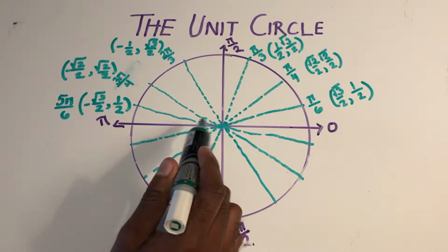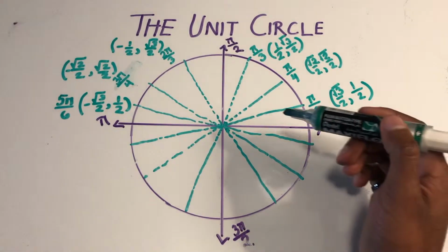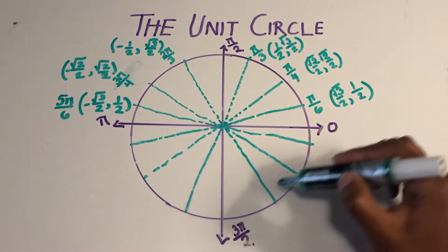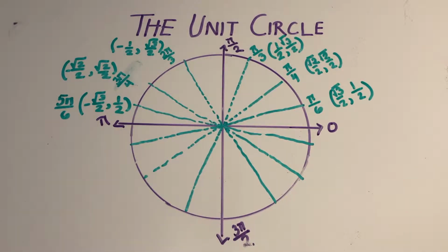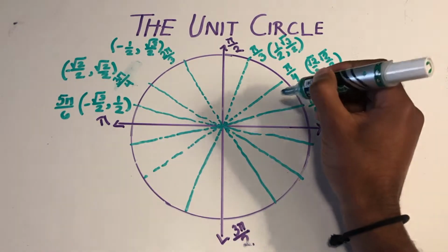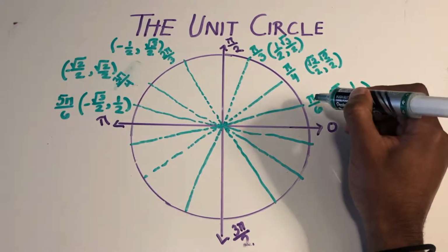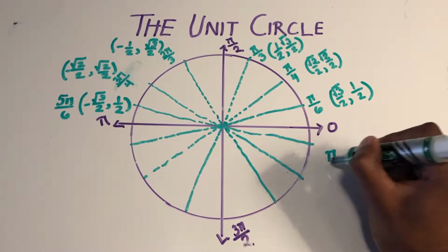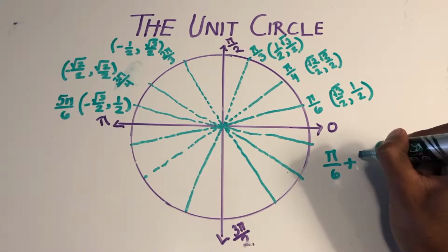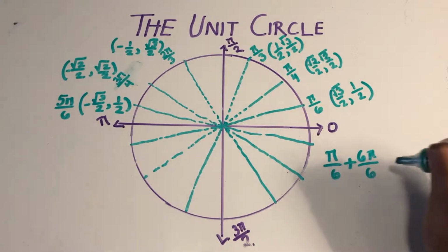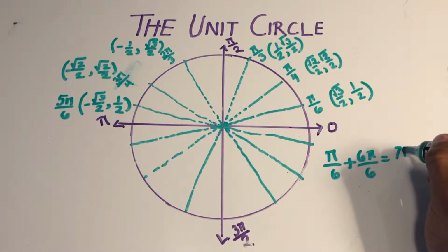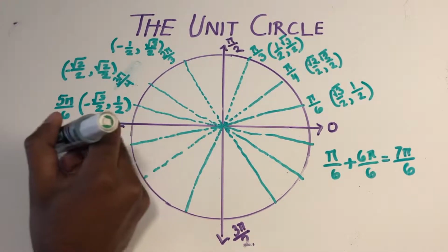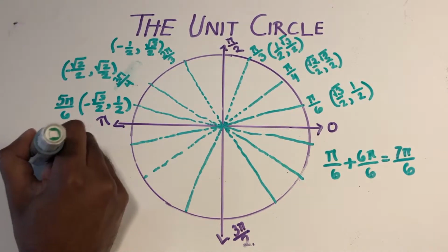So for this angle, the way to determine it is that, well, since we extended the line, we know that to go around the full circle, you're going to have to go 2 pi radians. However, if you're going only half the circle, and if you're starting at pi over 6, all you got to do is just add pi. So pi over 6 plus pi is 6 pi over 6, and that's going to give us 7 pi over 6. Therefore, this angle right here has to be 7 pi over 6.